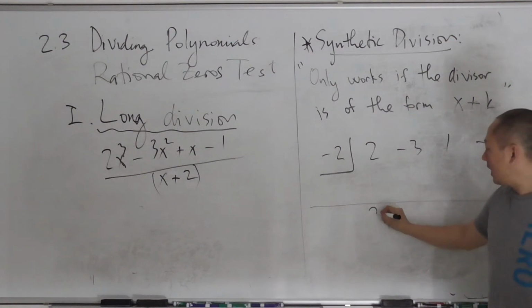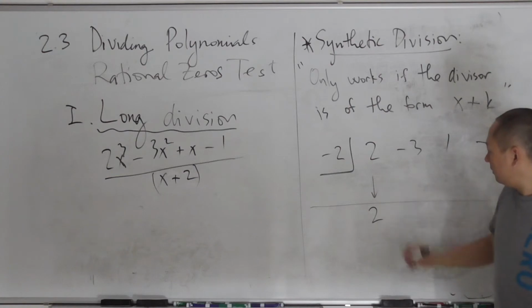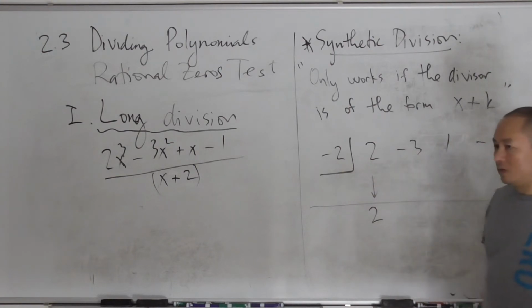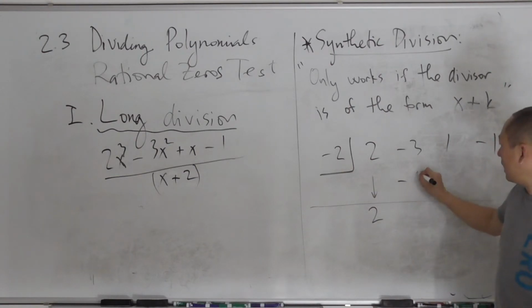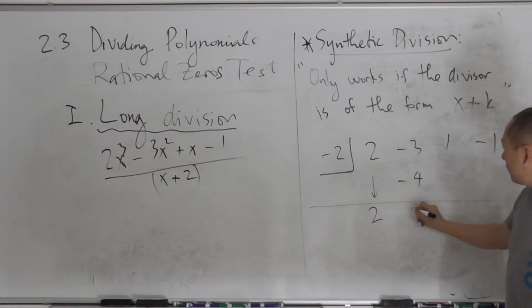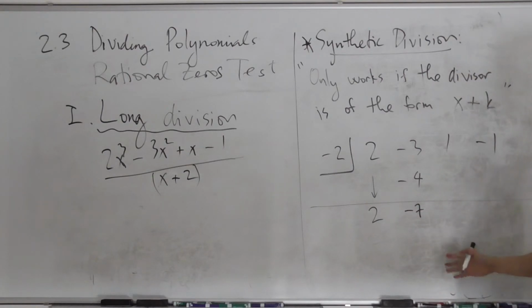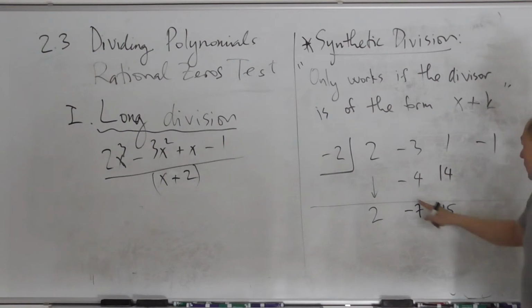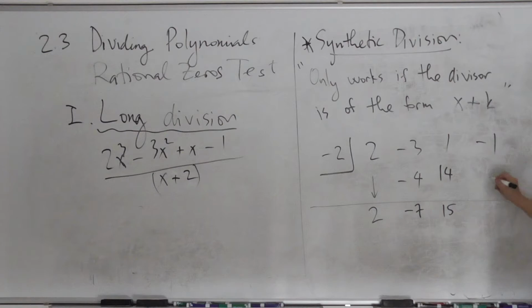Alright? I'll drop the number 2 down. That 2 right here, bring it down. 2 times -2 is -4. You're going to add them up. -3 plus -4 is -7. And keep going. -7 times -2 is 14. 14 plus 1 is 15. 15 times -2 is -30. Add them up, you got -31. No more numbers, you stop. This number -31 right here will be your remainder.